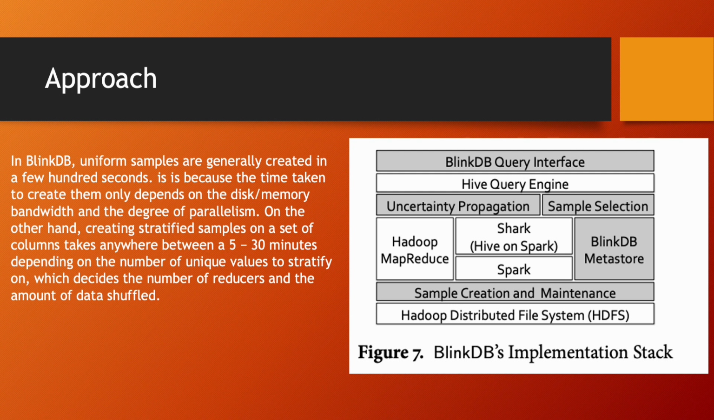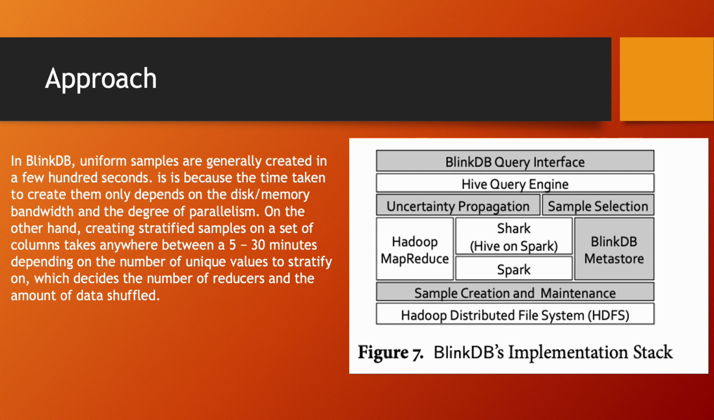In BlinkDB, uniform samples are generally created in a few hundred seconds. This is because the time taken to create them only depends on the disk memory bandwidth and the degree of parallelism. On the other hand, creating stratified samples on a set of columns takes anywhere between 5 to 30 minutes, depending on the number of unique values to stratify on, which decides the number of reducers and the amount of data shuffled. BlinkDB is built on top of the Hive query engine, which supports both Hadoop MapReduce and Spark via Shark at the execution layer, and uses the Hadoop Distributed File System at the storage layer.